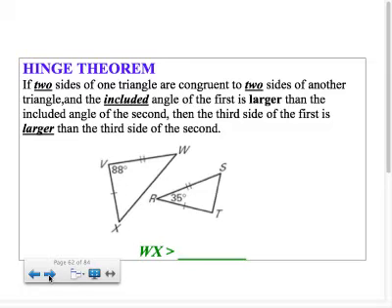It says if two sides of one triangle are congruent to two sides of another triangle, and the included angle of the first is larger than the included angle of the second, then the third side of the first is larger than the third side of the second.